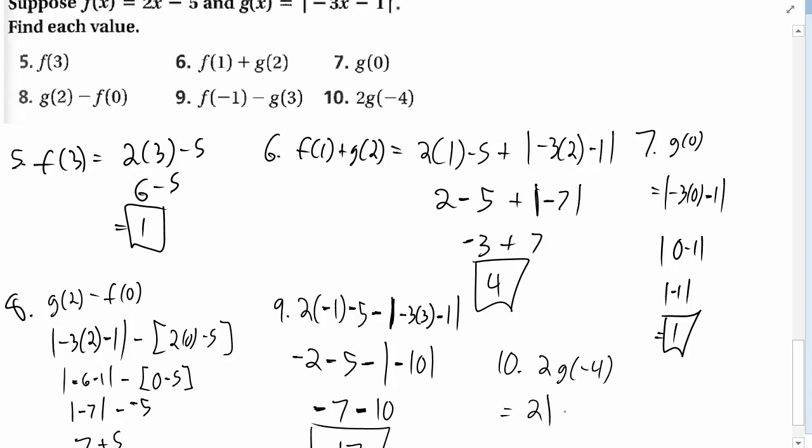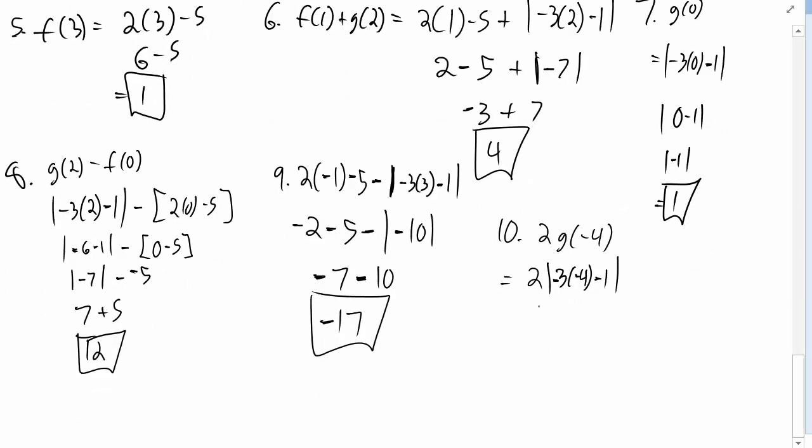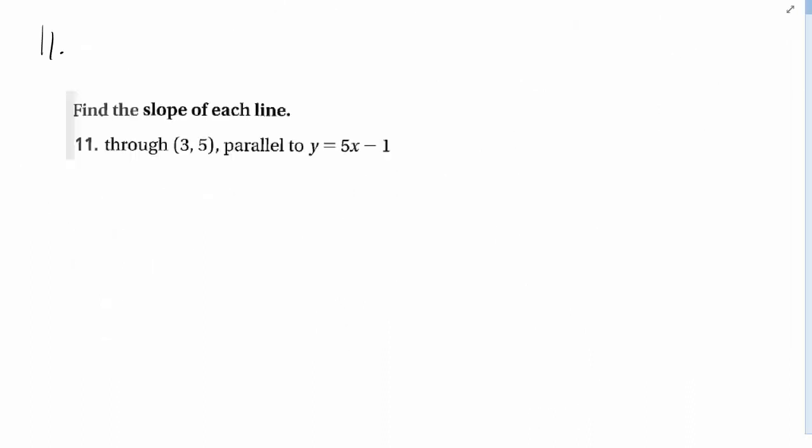Here you double the function value of g at an x value of -4. Plug in -4 into g and just double that, or multiply it by 2. So you get 22 as your final answer. All right, those are very simple.